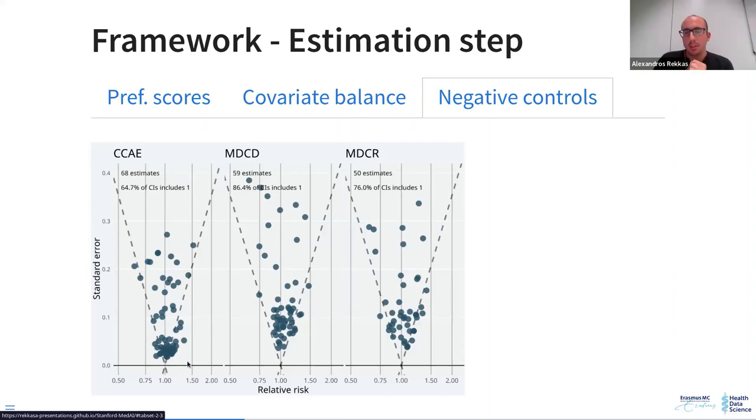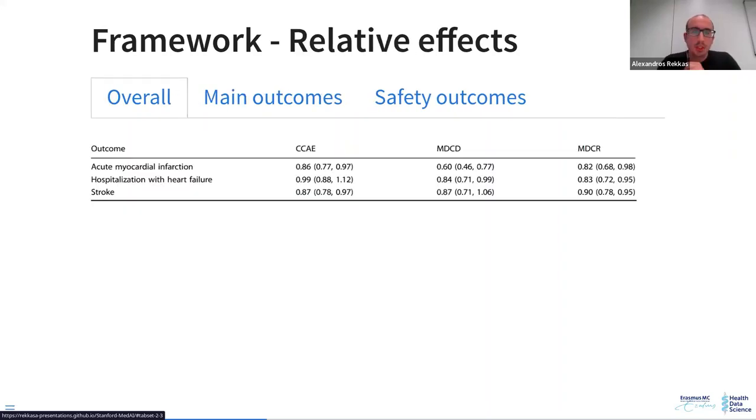This could be used as an indication that we're having residual confounding, and that patients receiving thiazides maybe are a bit sicker than the ACE inhibitor patients, because we're finding that they're doing actual harm for unrelated outcomes. That's the standard diagnostic that we usually evaluate here. And now to the results.